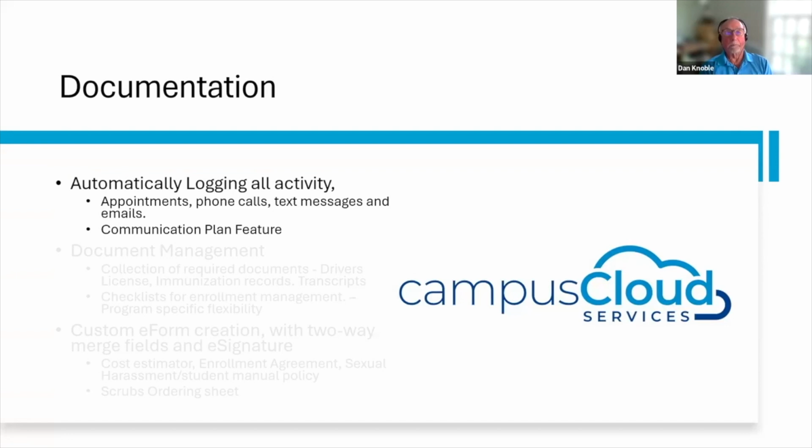For instance, you could have a past due status in accounting, and then it would send out reminders, letters, text messages, or whatever based upon that student being past due.